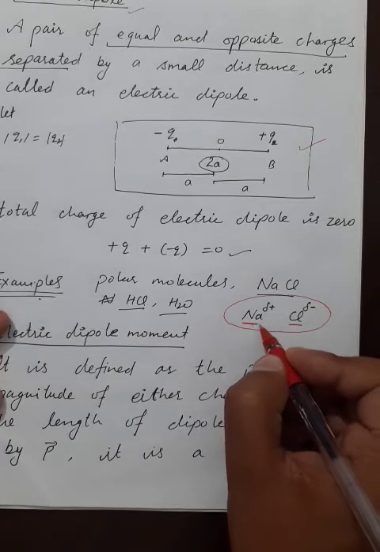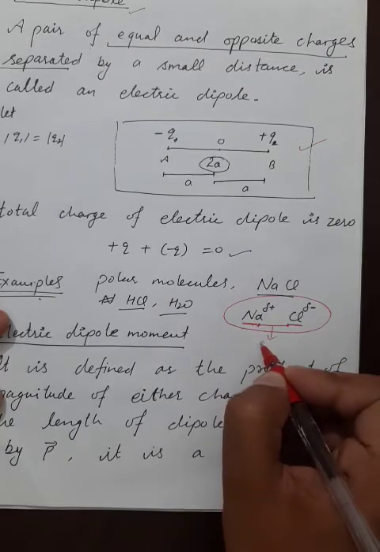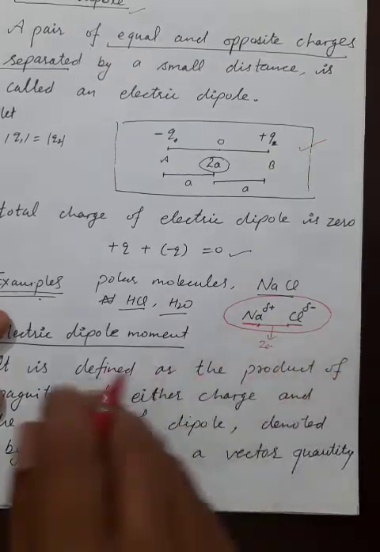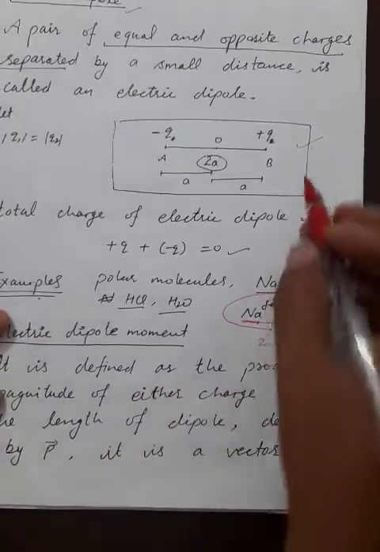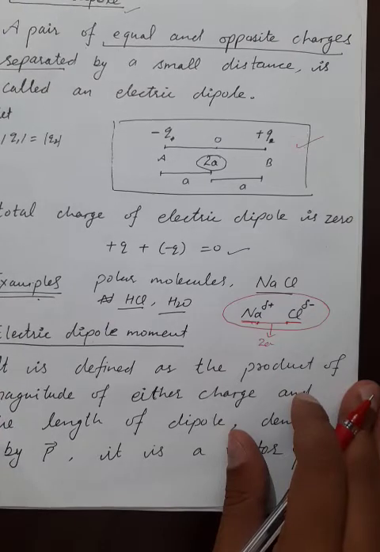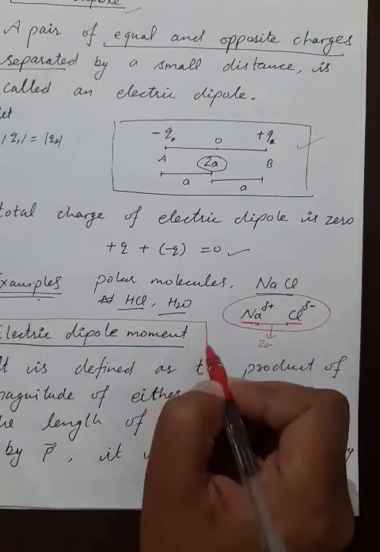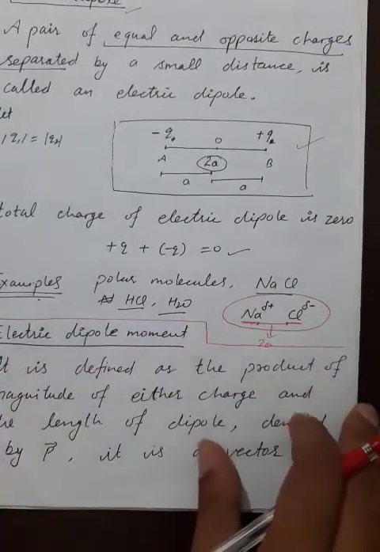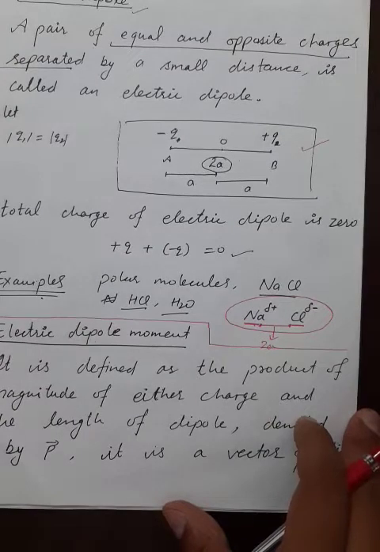And what is the bond length of the polar molecule? That appears as the small separation, that is the 2a here in the electric dipole. So that is an example of the electric dipole. An electric dipole is nothing but a pair of equal and opposite charges separated by a small distance, say 2a.